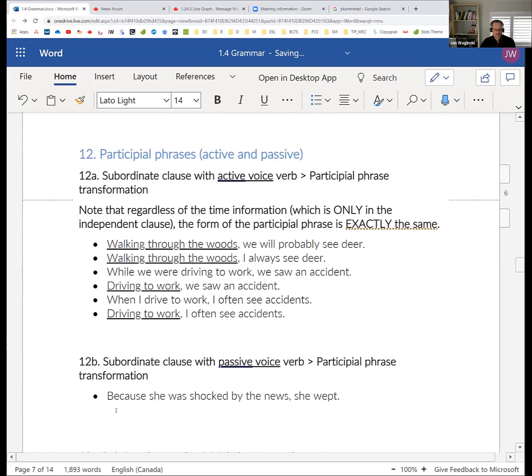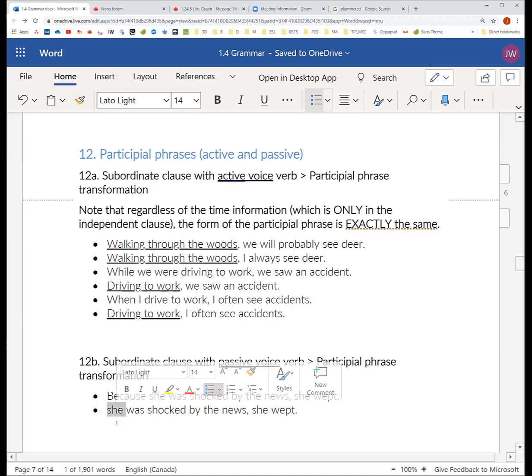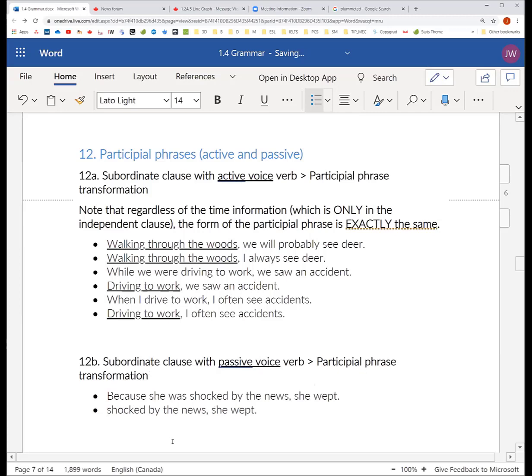If you've got a passive voice verb, because she was shocked by the news, she wept. Okay, so we've got a passive voice verb. How do we... Same thing. We remove all the subordinating words and the auxiliary. Remove because, she, and was, and keep ed. Shocked by the news, she wept.